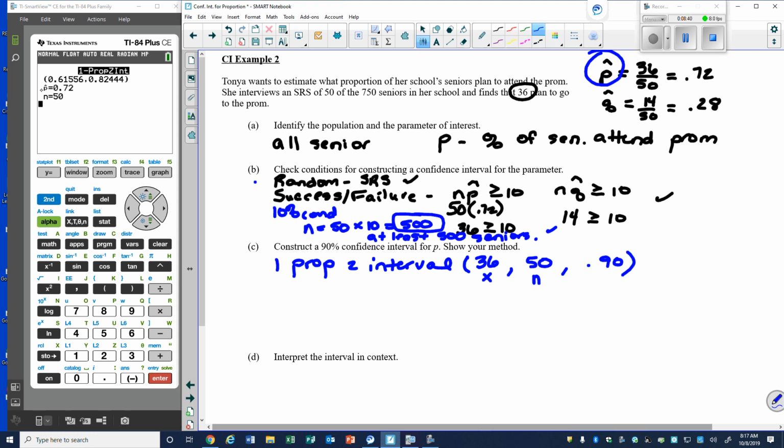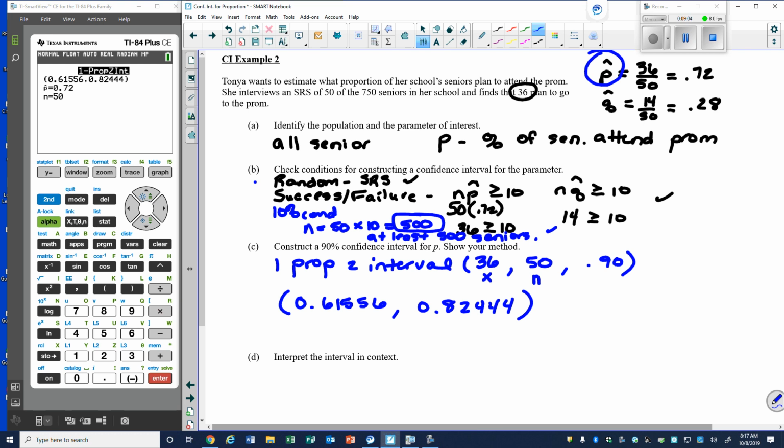It will again tell you what your P hat was for this sample, as well as your sample size, but the parentheses are what's giving you your confidence interval. So this goes from 0.61556 up to 0.82444, and that is your confidence interval.